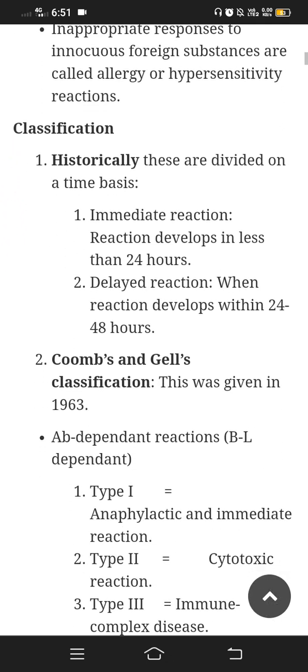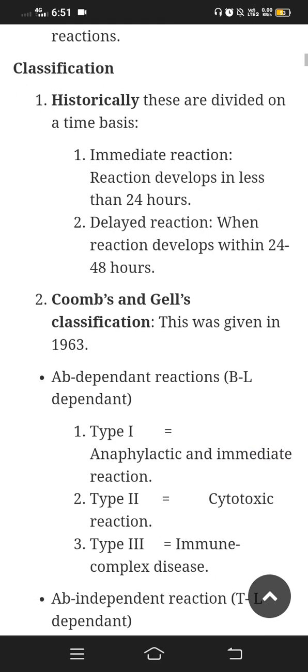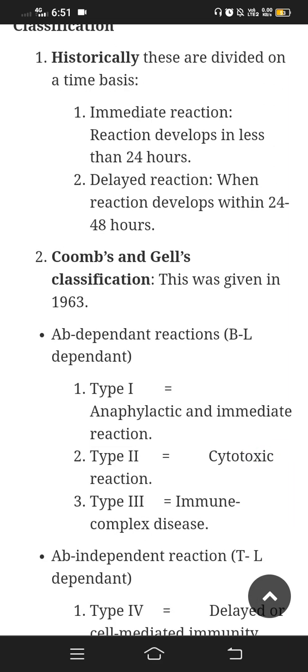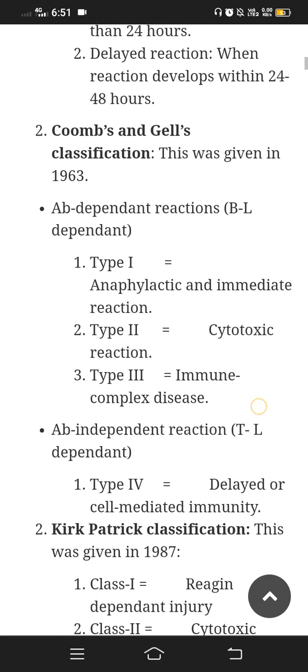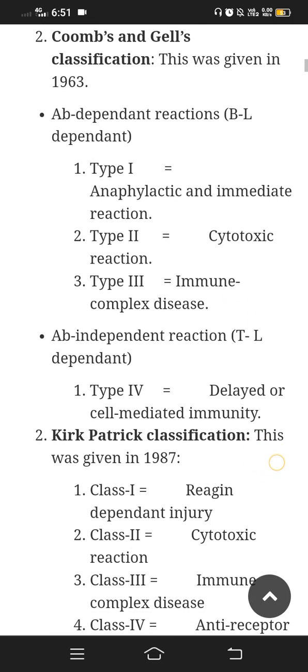Classification: historically, these are divided on a time basis. Immediate reaction: the reaction develops in less than 24 hours. Delayed reaction: the reaction develops within 24 to 48 hours. Coombs and Gell's classification was given in 1963. Antibody dependent reactions: Type 1, anaphylactic and immediate reactions; Type 2, cytotoxic reactions; Type 3, immune complex disease. Antibody independent reaction: Type 4, delayed or cell mediated immunity.